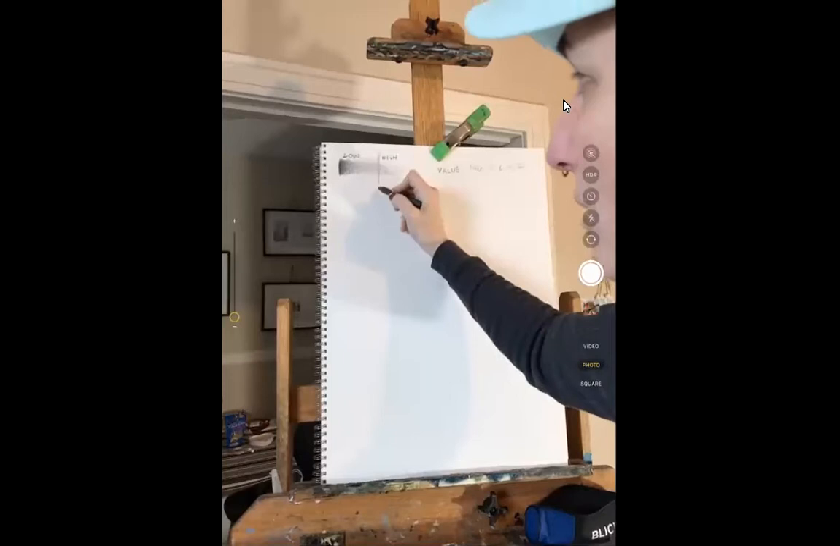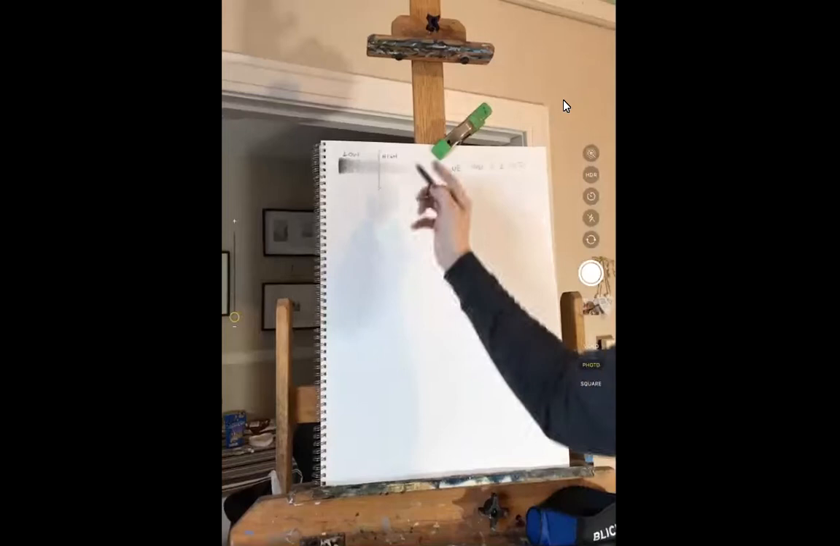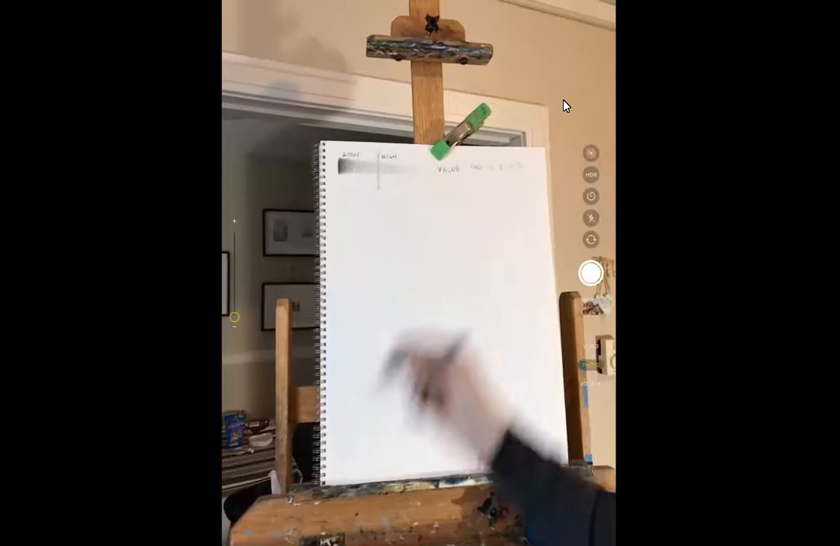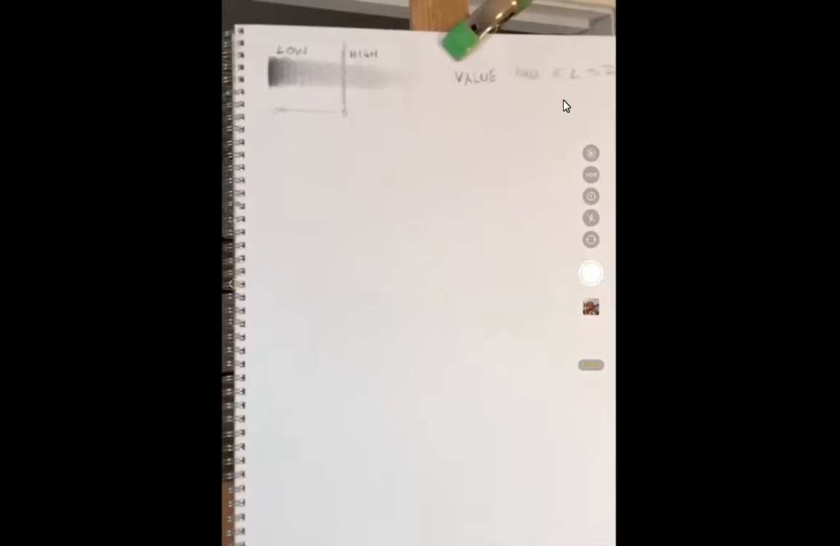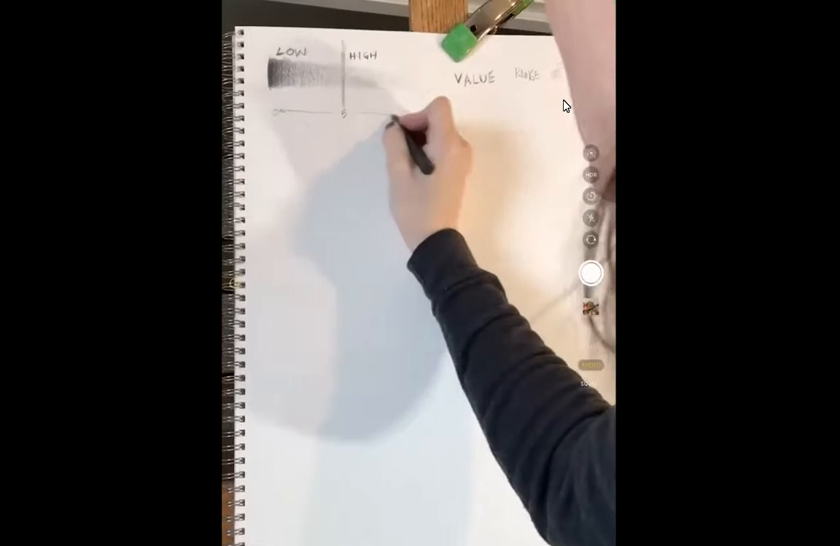So in the center is the 5. Anything above 5 towards white is high. Anything below 5 is low. So if black is 0, then we know that 5 to 0 would be low. And then 5 to 10, with white being 10, would be high.